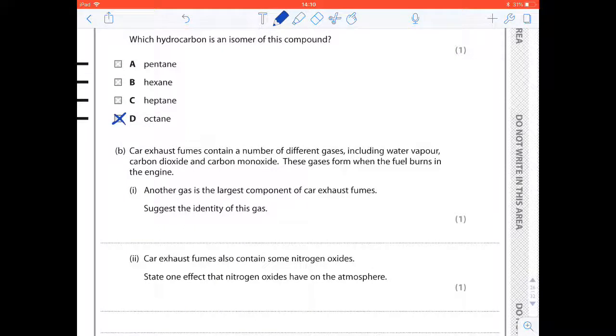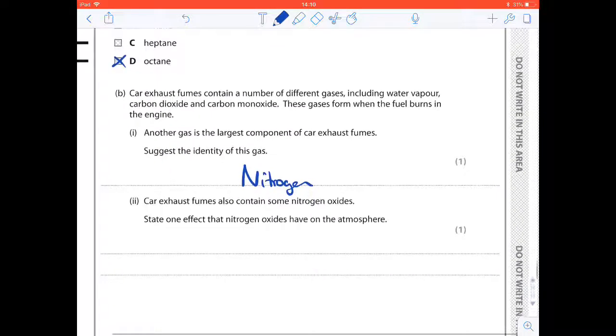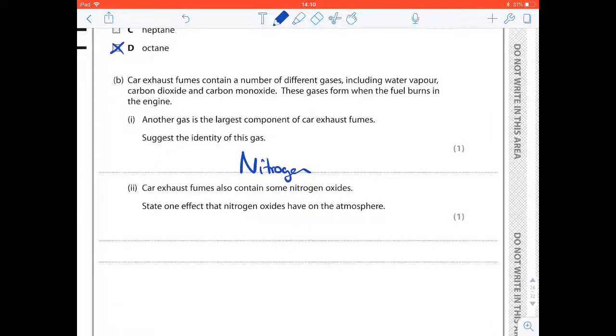Part B, if you think about what goes into a car engine, most of the gas going in, all of the gas going in is air. Most of that air is just nitrogen. Sometimes that nitrogen gets hot enough inside the car engine that it reacts with oxygen that's also in the air and produces nitrogen oxides. Nitrogen oxides are a problem because if they get into the atmosphere, they cause acid rain.